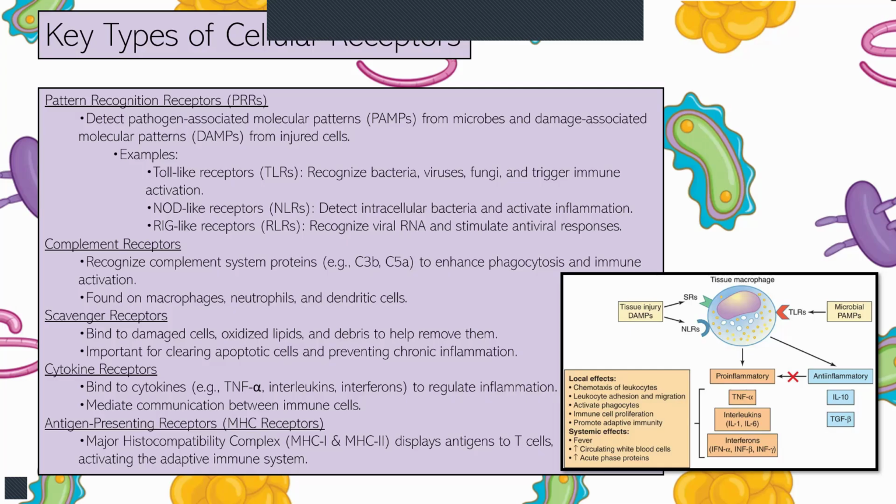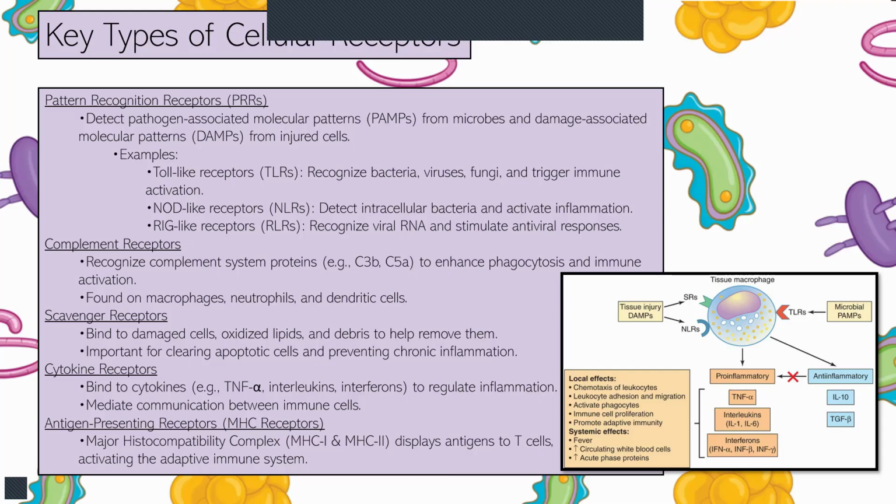NOD-like receptors, these are the cellular detectives, if you will, operating deep inside the cells. They detect hidden bacterial invaders that have breached the cell membrane. They initiate inflammation by activating inflammasomes, a molecular machine that triggers cytokine release. RIG-like receptors, these are virus hunters. They are specialized PRRs detecting viral RNA, an unmistakable sign of a viral infection. Once activated, they trigger interferon production. This sets off the body's antiviral response to shut down viral replication.